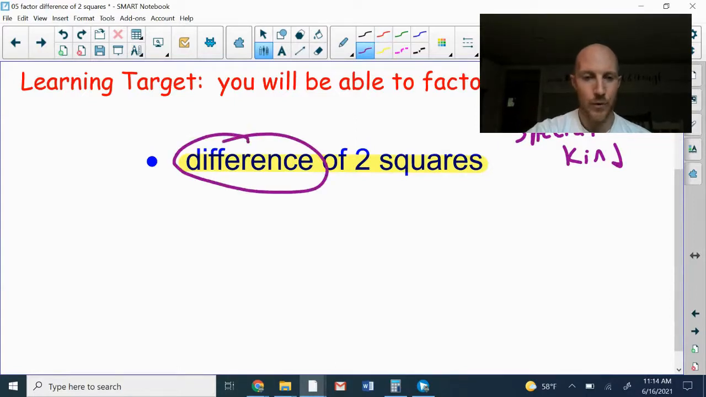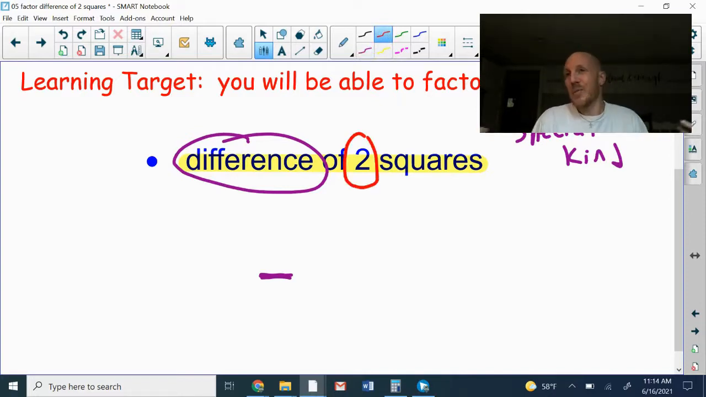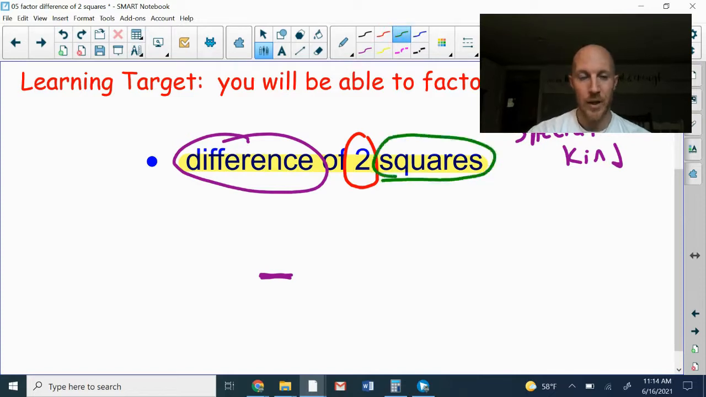difference refers to subtraction. So we're going to have a subtraction. And there are going to be two terms. So a polynomial could have any number of terms. This particular type only has two terms. And each of those two terms is a square, like those numbers we just saw in the do now.